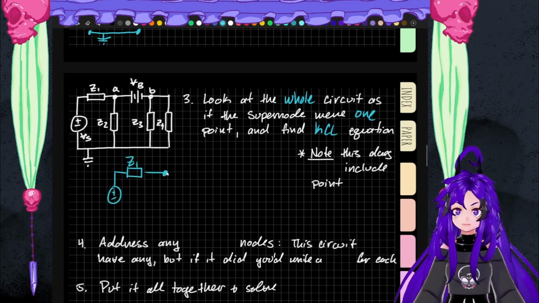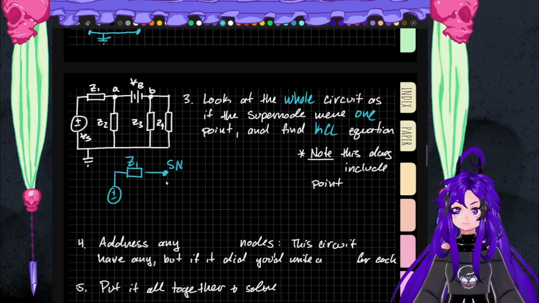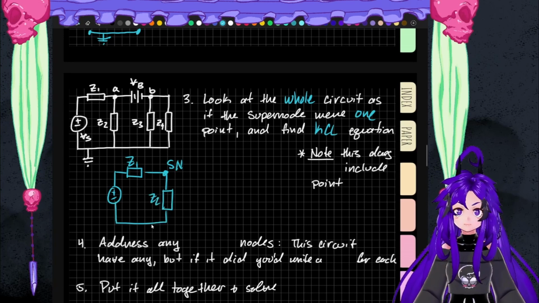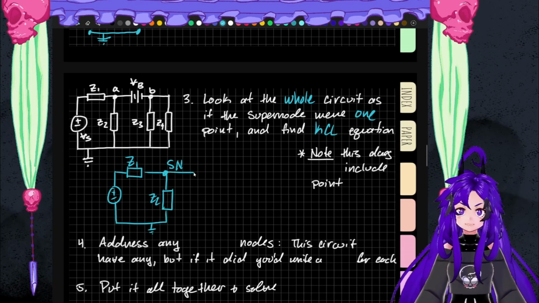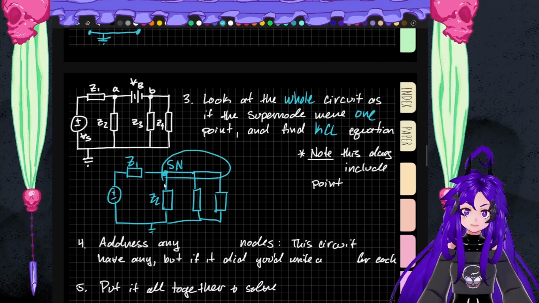So we've got some Z1, and then it connects to the supernode, right? And at that, it connects to this Z2. And there's a ground down here. And we've got one parallel resistor and two parallel resistors. And we know that when there's blank wire, it's all one node. So this is all the supernode.